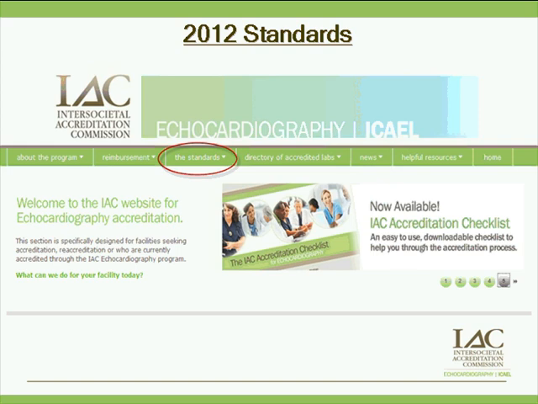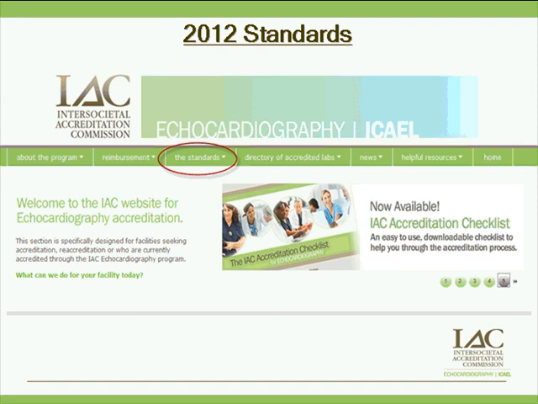Please be sure to use the most current revision of those standards, and they are posted on the website, and they can be accessed from the home page. The most recent revisions are highlighted in yellow. The standards for all IAC divisions, whether it be echo, vascular, nuclear, MR, CT, now share a consistent format so that you can easily navigate through the standards regardless of the modality.